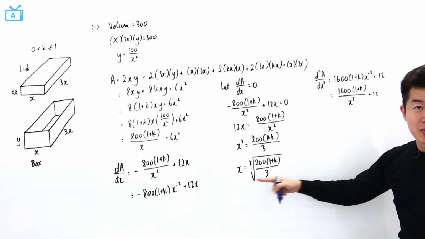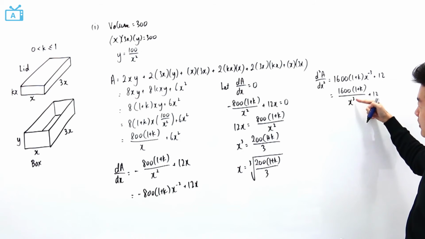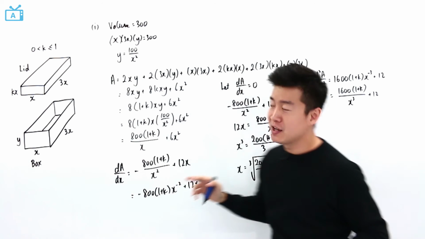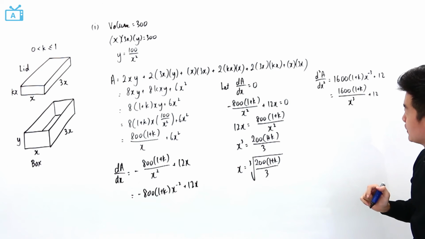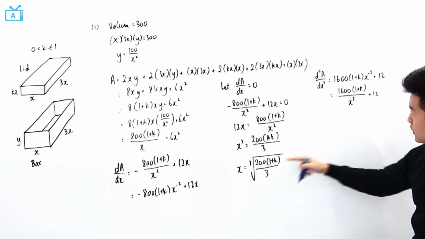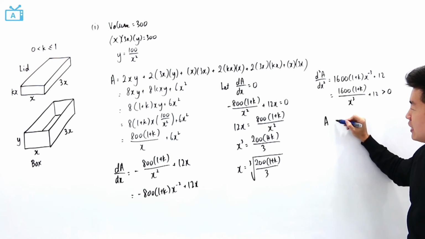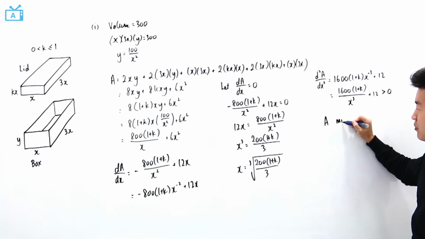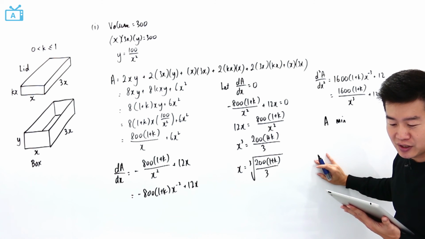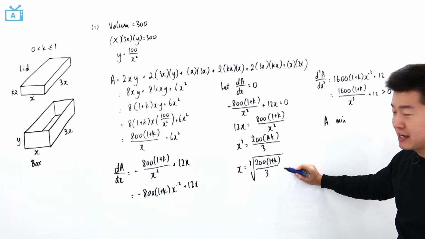And x is this, which means that x is positive. And if x is positive and it affects only the denominator here, to the power of 3, it is still going to be positive. And k over here is between 0 and 1. So 1 plus k is also going to be positive, which means that d squared A over dx squared for x equal to this is going to be bigger than 0, which means that A over here is a stationary point and it is also a minimum point. That is why to give the minimum total external surface area of the box and lid, x has to be equal to the cube root of 200 of 1 plus k divided by 3.